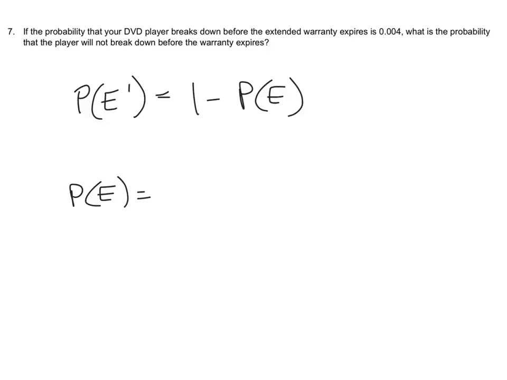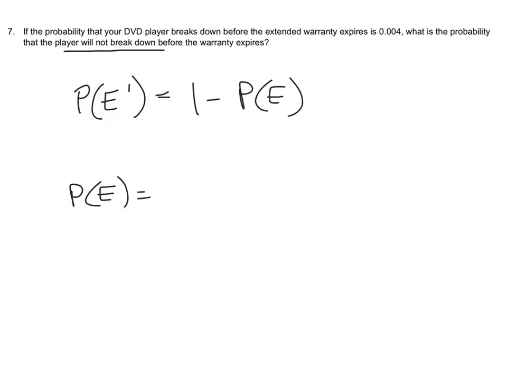Now, the complement is just the opposite of an event. Our problem tells us the probability that the DVD player breaks down. The opposite of that is that the DVD player will not break down, and that's what we want to find. So we want to find the opposite of what we're given. That means we'll use the complement formula.